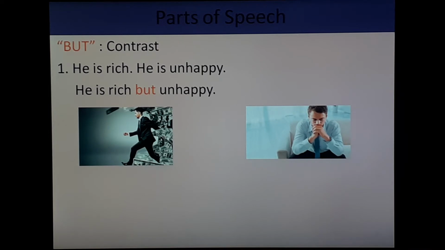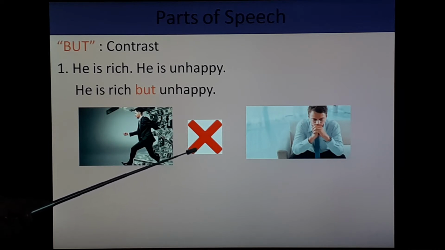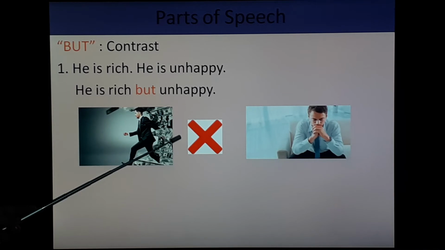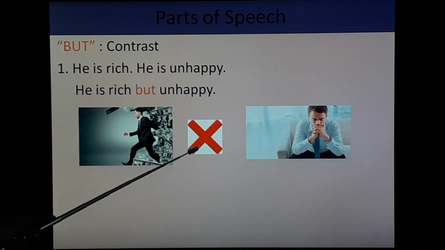So, here for but we will use this opposite sign. It will be helpful to you in understanding in a better way. That's why he is rich, one word, unhappy, second. So, two different adjectives. But here two sentences are given and we have combined them with the help of but. According to the need of the sentence or context, you have to put and or but. Here but is appropriate. He is rich but unhappy. So, it shows contrast.